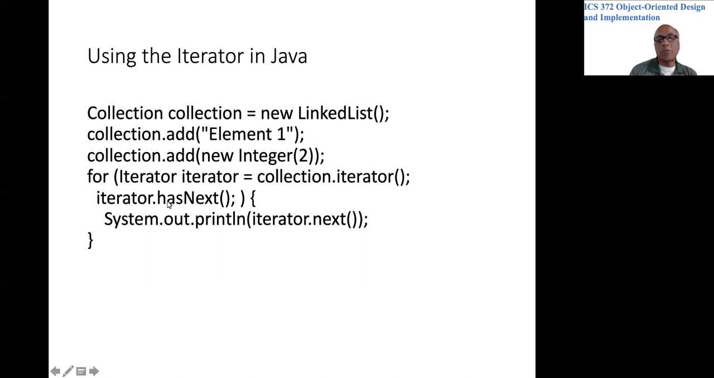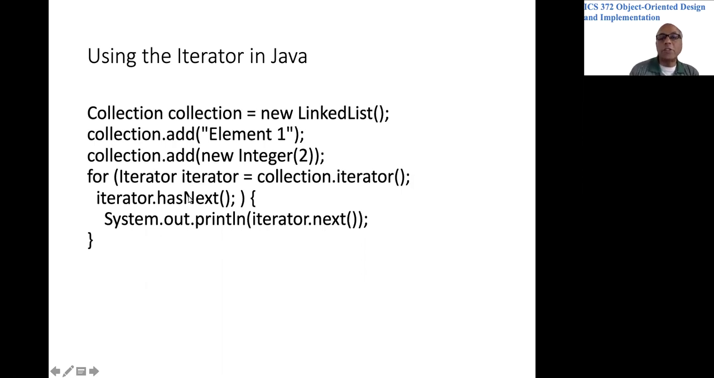I ask the iterator object, do you have an object that I haven't seen before? As long as there is at least one object that hasn't been delivered to me by the iterator, this would be true. So iterator.hasNext would be true if there is at least one element that has not yet been delivered to me. If so, iterator.next will give me one such object, and I can do whatever I want with that. I am simply printing it here.